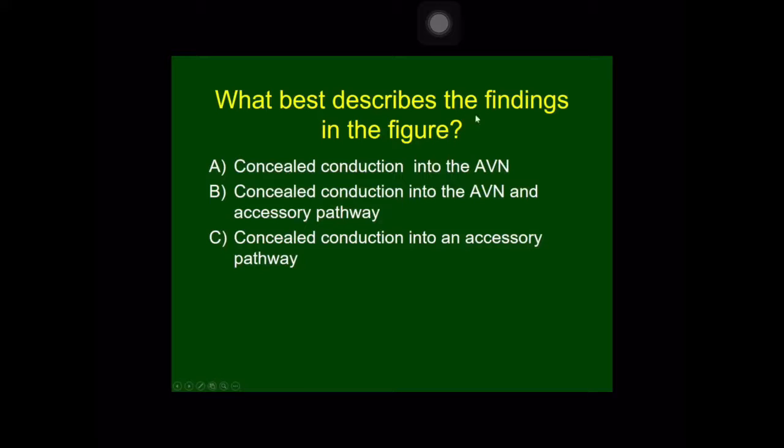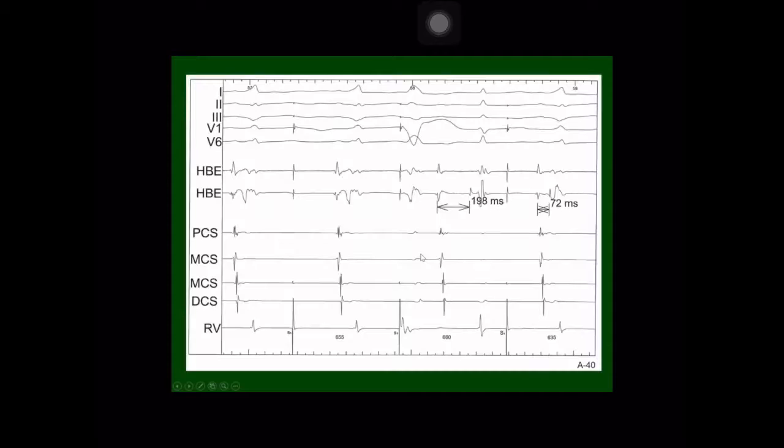What best describes the findings in this figure? A, concealed conduction into the AV node. B, concealed conduction into the AV node and the accessory pathway. Or C, just concealed conduction into an accessory pathway. Those are your three choices. So let's now analyze the tracing.